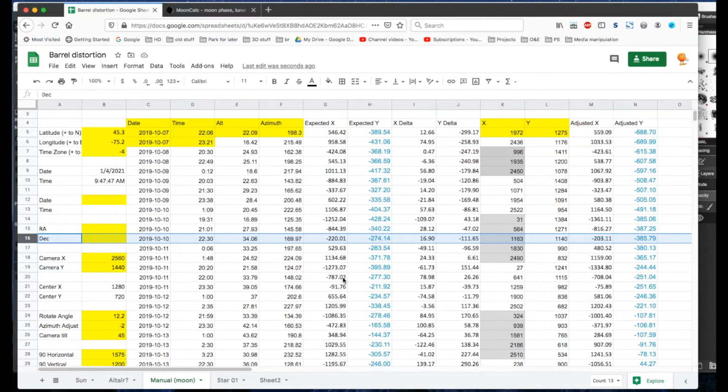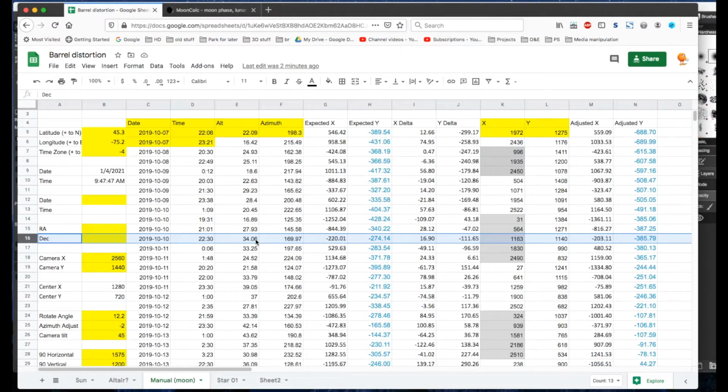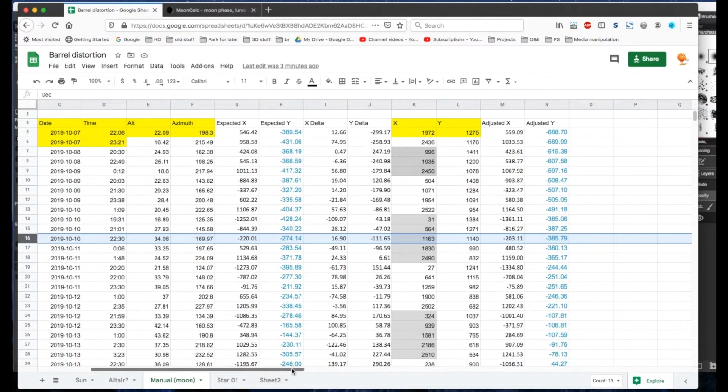And I didn't have an easily or reasonably accurate formula to calculate the moon's coordinates. So this one was very manually intensive as well. So for each date and time, I went on to MoonCalc. And for my general geolocation, I entered the time and the date, grabbed the altitude and the azimuth, 34.16, 169.76, and I entered it in here. And then at this point, I did a very similar calculation as well.